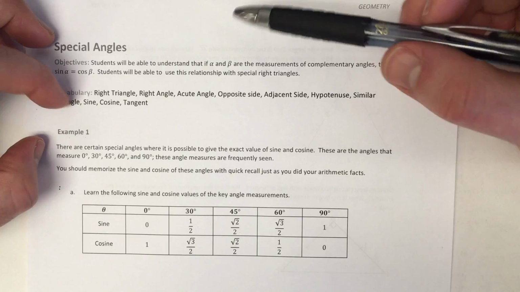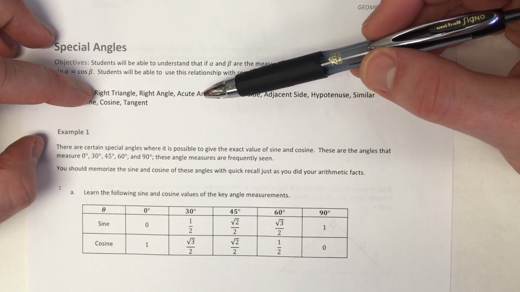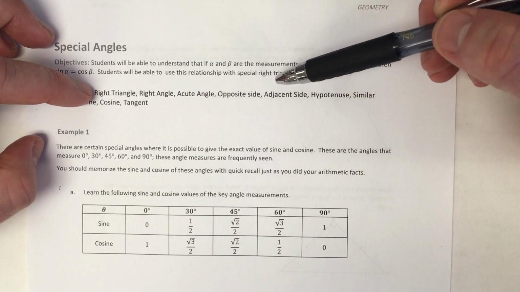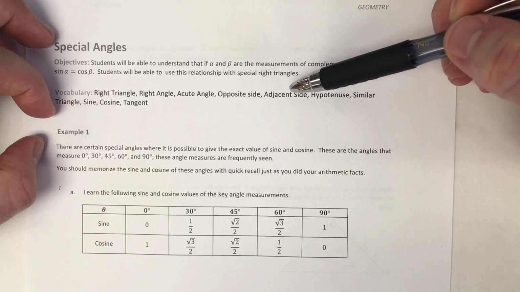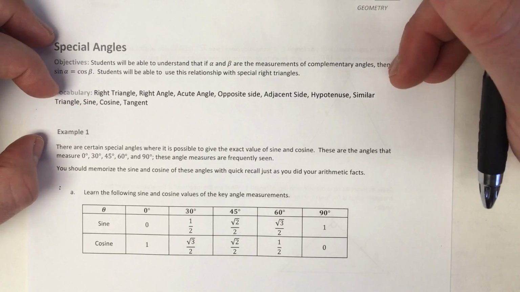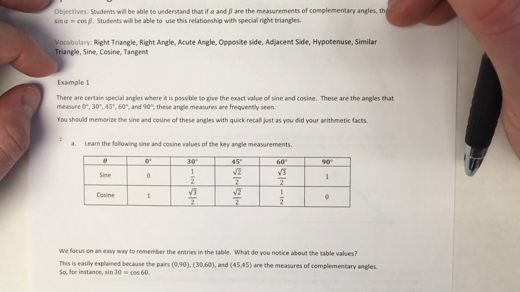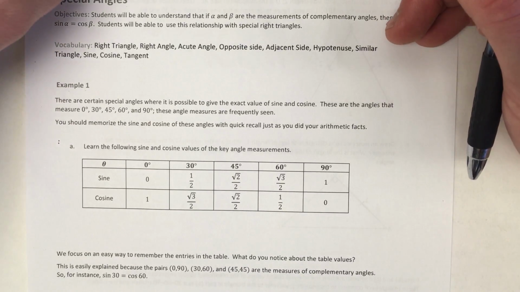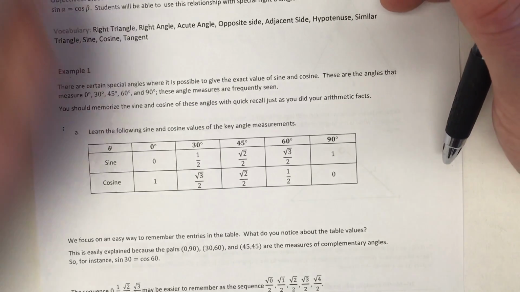The vocabulary you'll hear frequently are right triangle, right angle, acute angle, opposite side, adjacent side, hypotenuse, similar triangle, sine, cosine, and tangent.